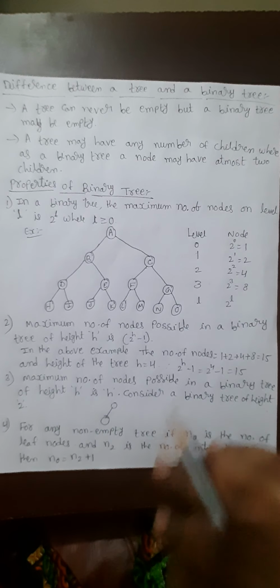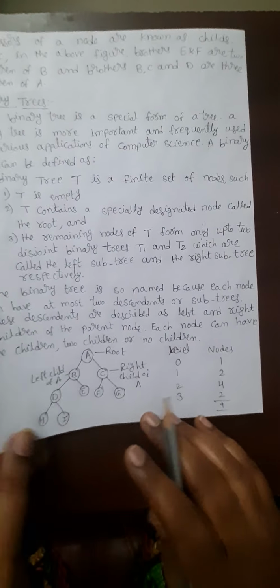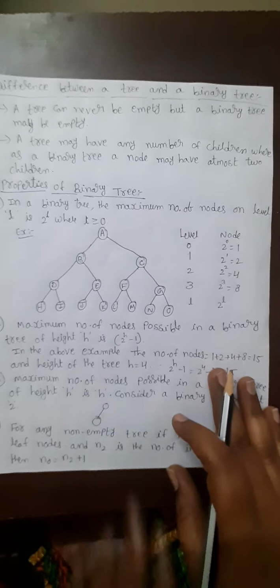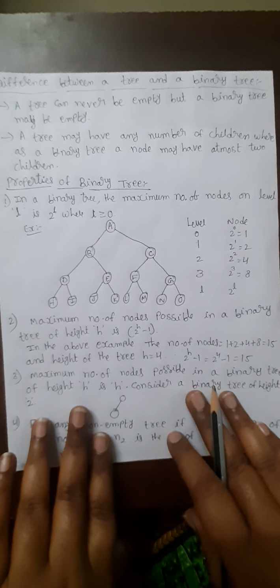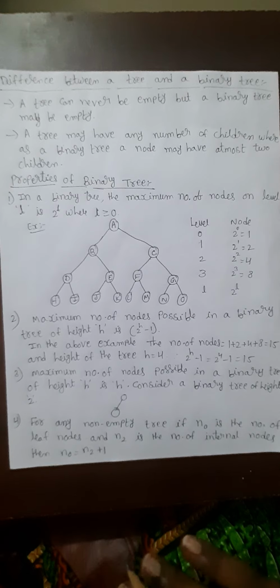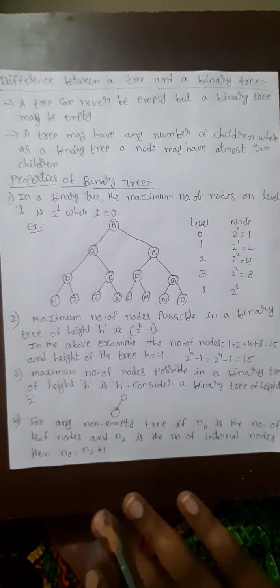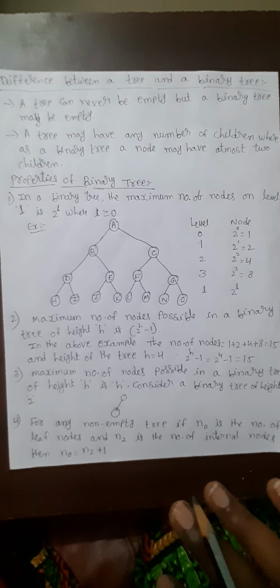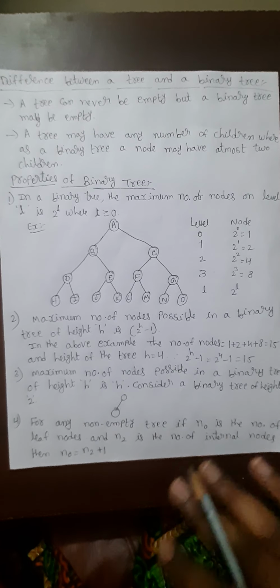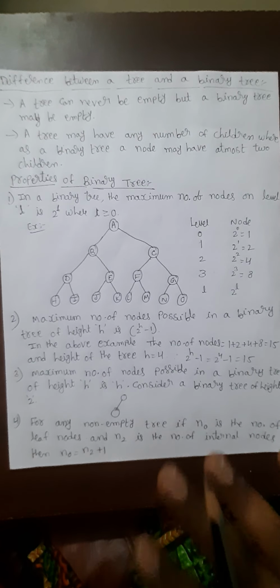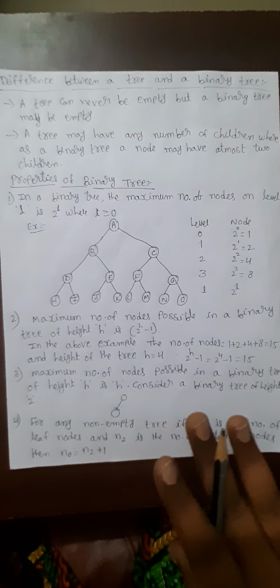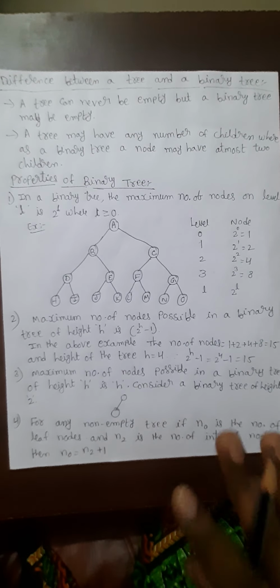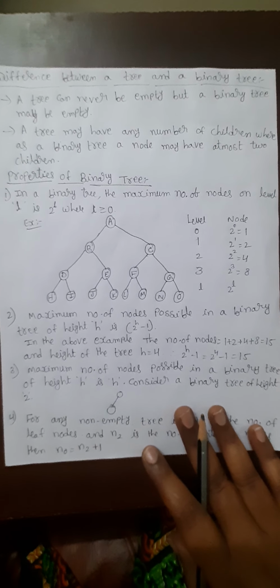We have already seen, for example, that E, F and G do not contain any nodes, that is, you can take that as a tree that does not contain any elements. Here the first difference is that a tree can never be empty, but a binary tree may be empty. And the second point is that a tree may have any number of children, whereas in a binary tree, a node may have at most 2 children. That is the difference between the tree and the binary tree.